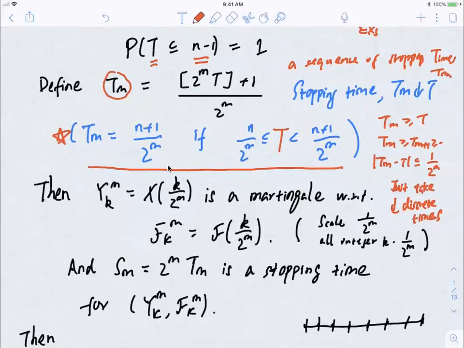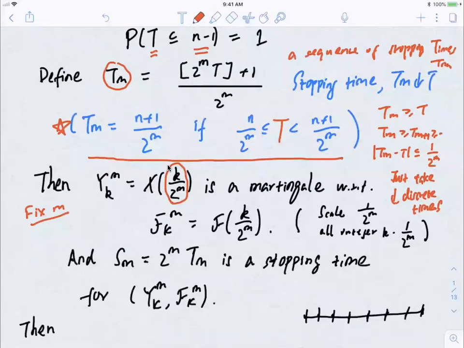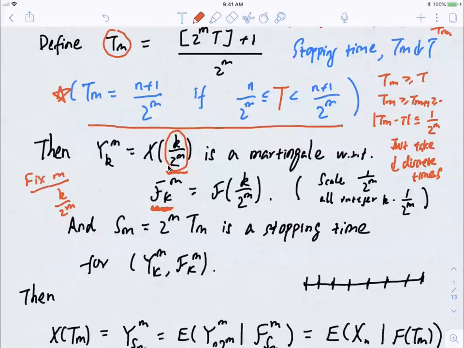we just take those discrete times. Let's fix m first and take all the discrete times of this form. It's like in the time interval, we take the discrete time slice. And also we take the discrete filtration, so this filtration is just generated by those discrete times. We want to use this for discrete martingales.